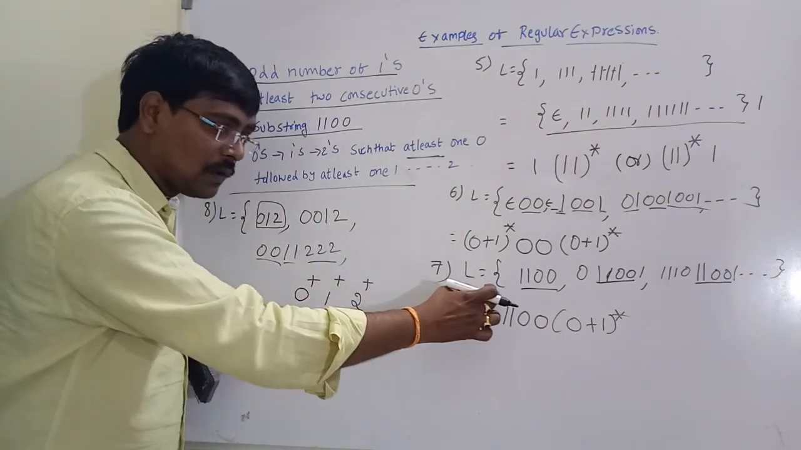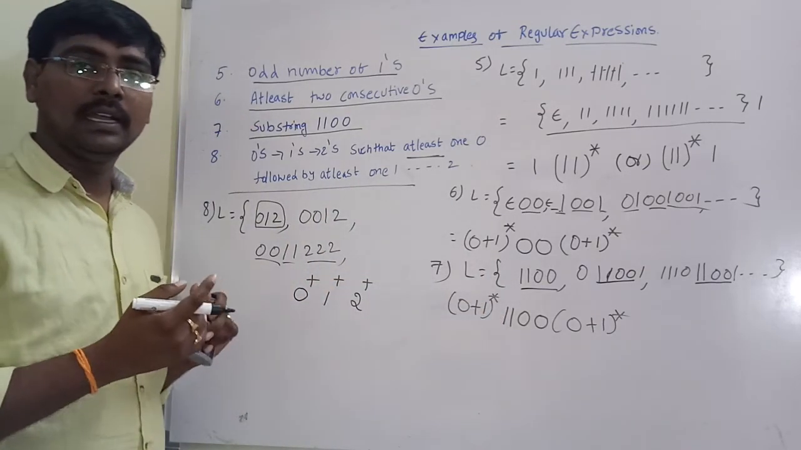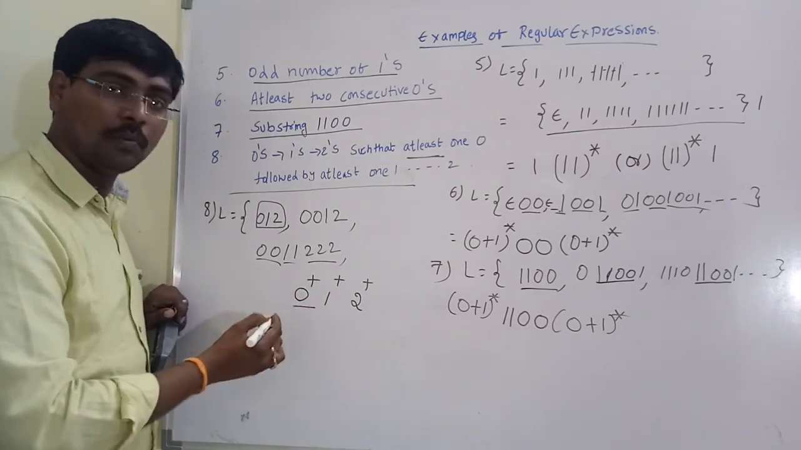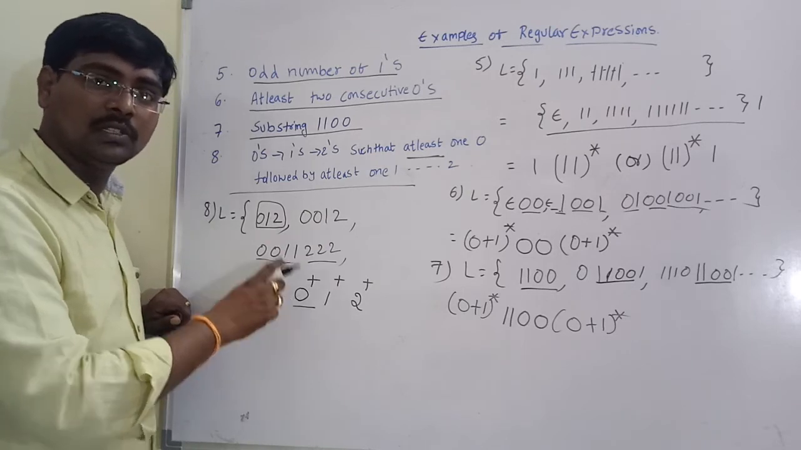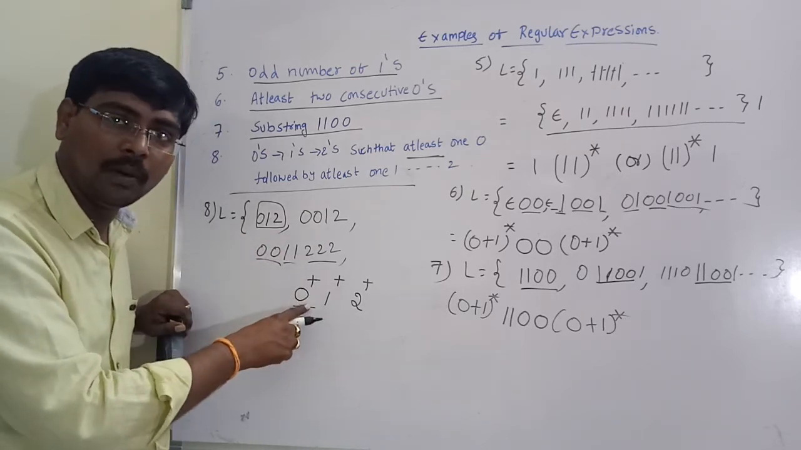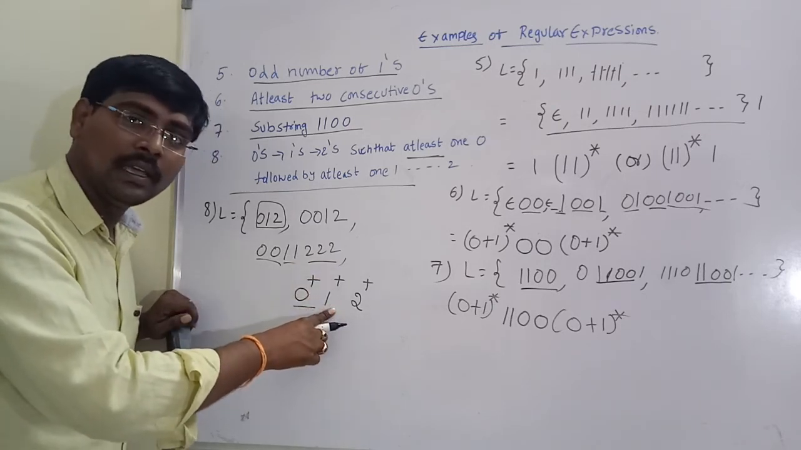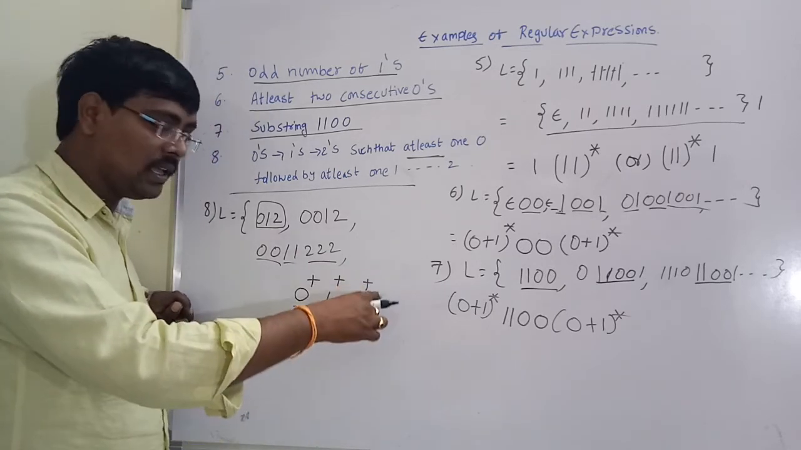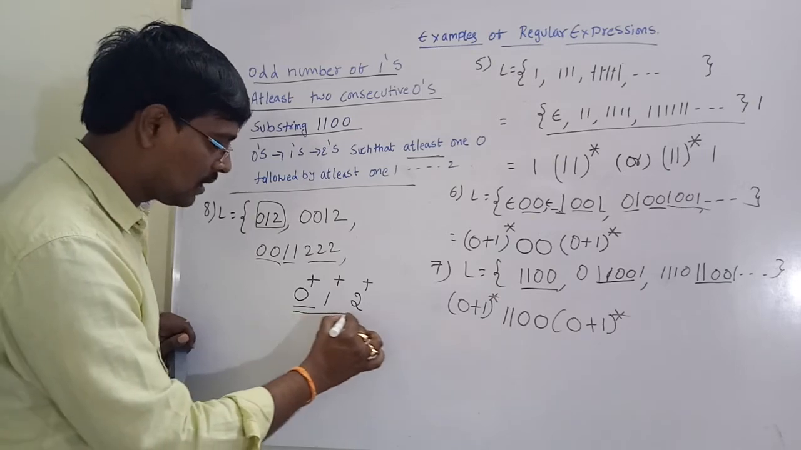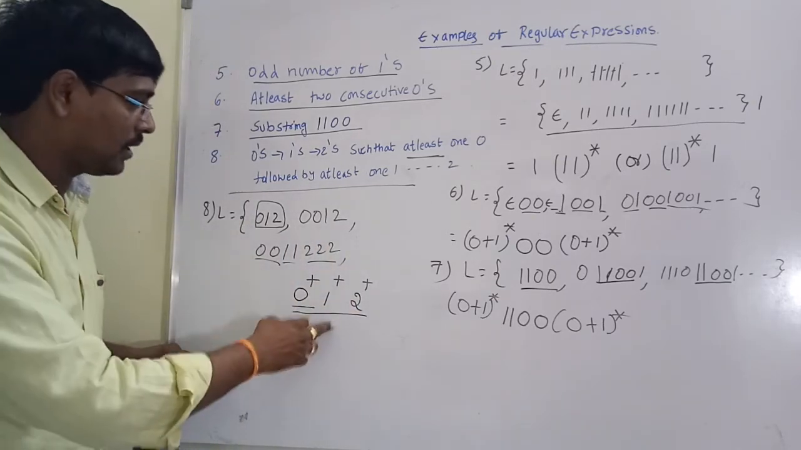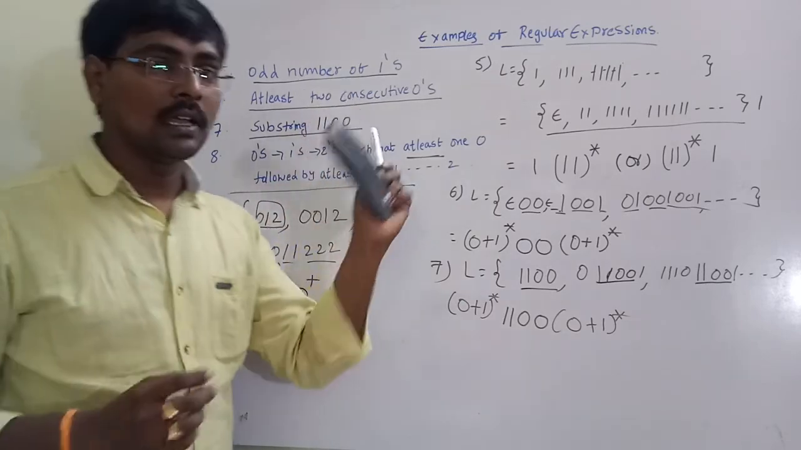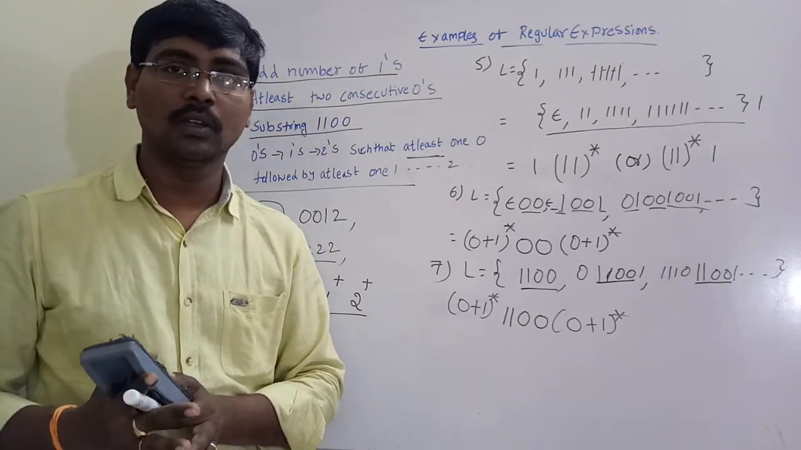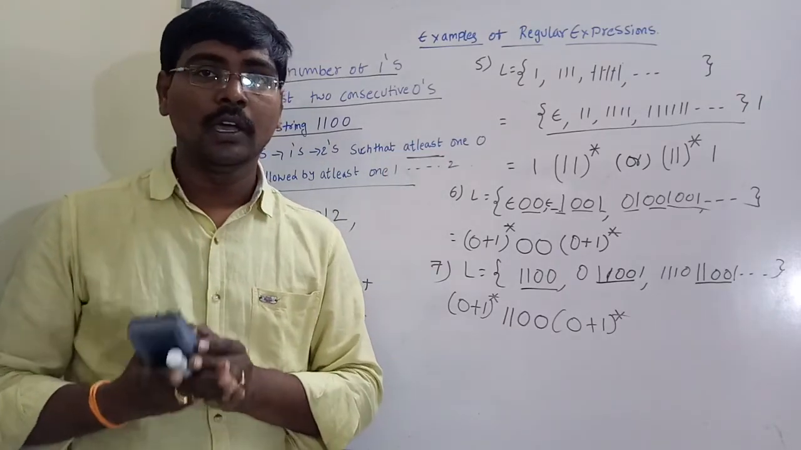If nothing is required, we use Kleene closure. If at least one term is required, we move to positive closure. So 0+ means either a single 0 or any combination of zeros, followed by a single 1 or any combination of 1s, followed by a single 2 and any combination of 2s. This is the regular expression for this string. So in the last session we discussed some regular expressions, and in this session also we discussed some regular expressions. This is the concept of regular expressions.